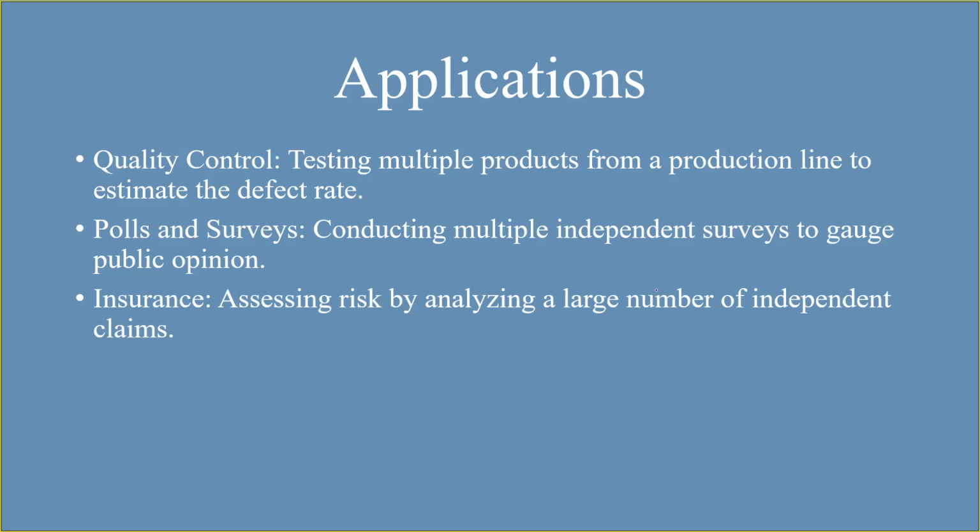And finally, what are the applications we're currently doing with these things? We're doing quality control, testing multiple products from a production line to estimate the defect rate. We can find the defect rate and make a definite estimation of what the defect rate in the production line will be. We can also do polls and surveys, conducting multiple independent surveys to gauge public opinion.